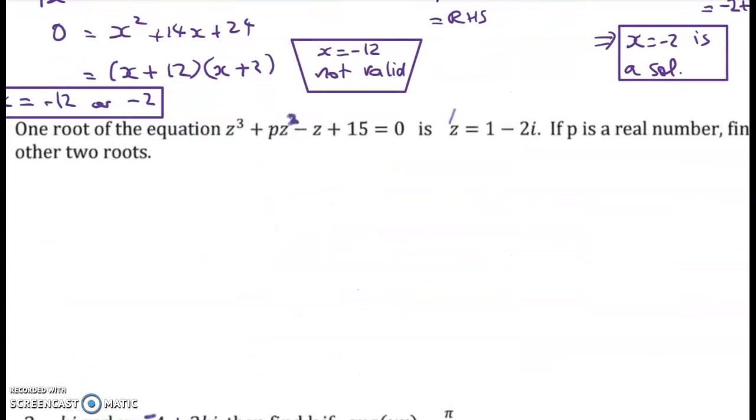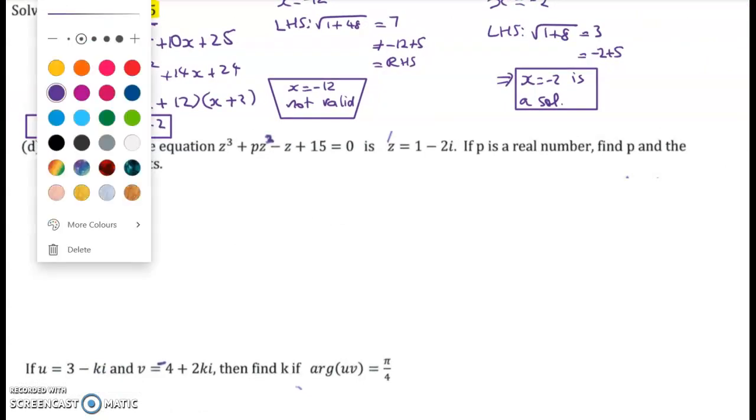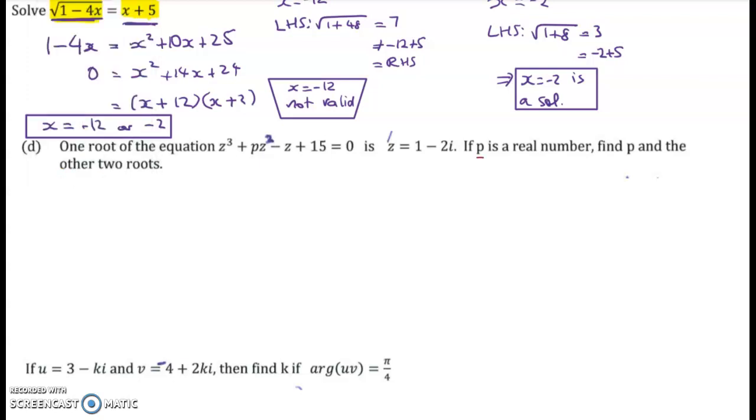Right, one root of this equation is z equals 1 minus 2i. If p is a real number, find p and the other 2 roots. Now, the reason that we have to be told that p is a real number is that if p is real, then we can apply the conjugate root theorem, right? So by the conjugate root theorem, we know that z equals 1 plus 2i is a root.